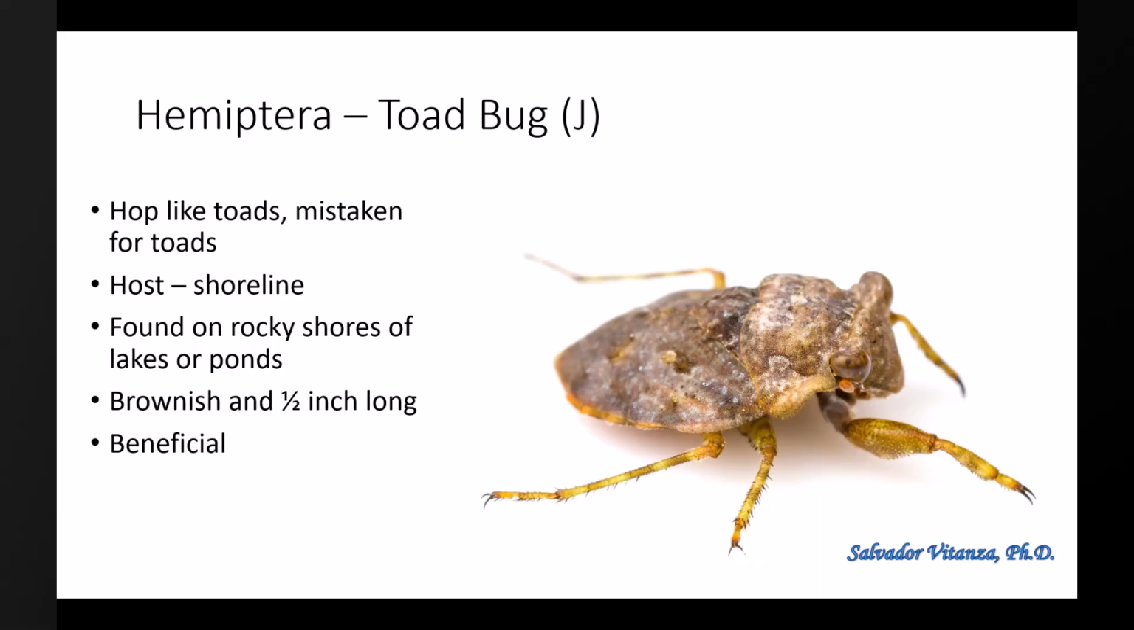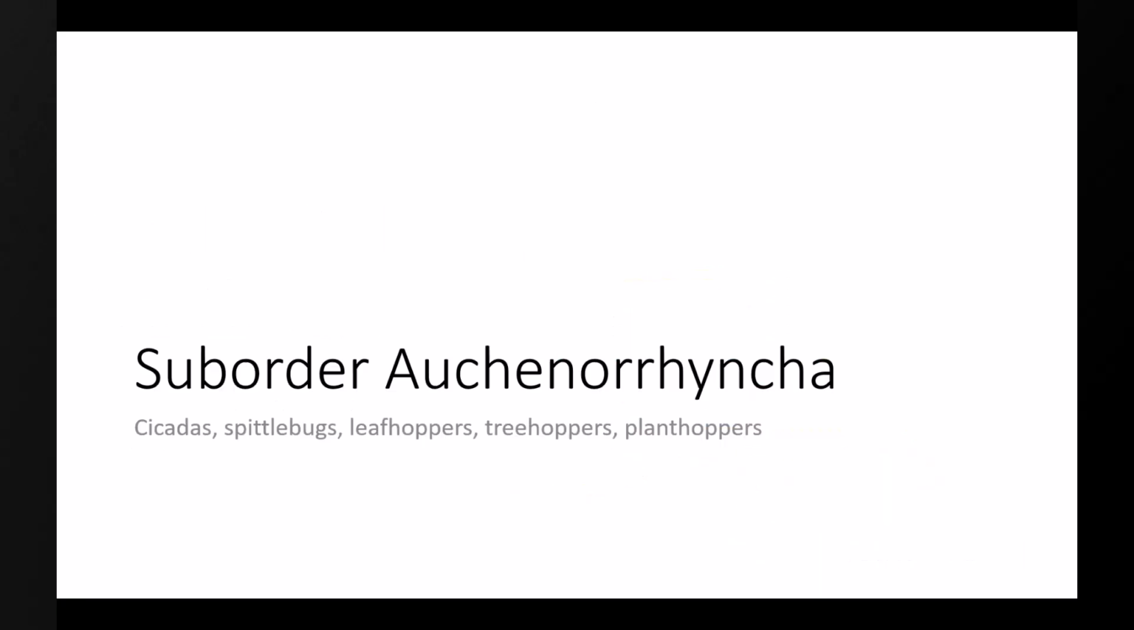Those legs look a certain way to reach out and grasp their prey and then suck the juices out of them with those haustellate, piercing and sucking mouthparts. So those are the insects in the suborder Heteroptera.